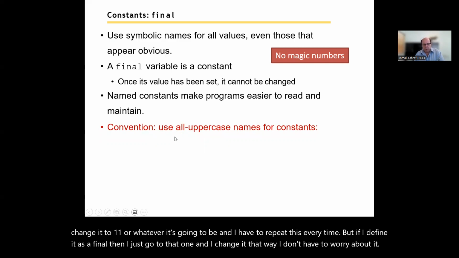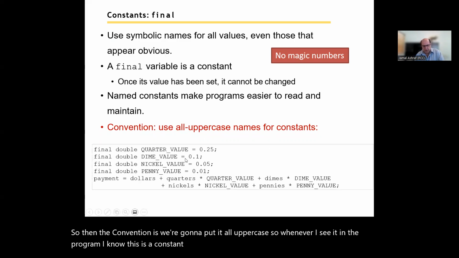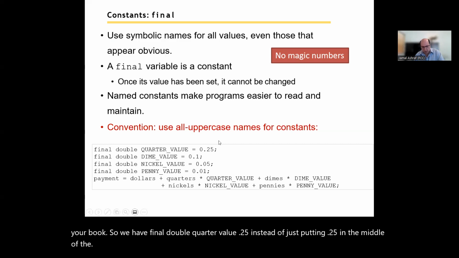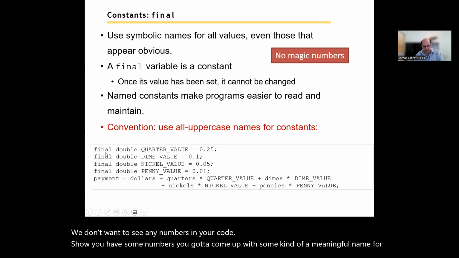So then the convention is we're going to put it all uppercase. So whenever I see it in the program, I know this is a constant variable. These are some examples that we have from the book. So we have final double QUARTER_VALUE = 0.25, instead of just putting 0.25 in the middle of the code. So moving forward, we don't want to see any numbers in your code. You have some numbers, you're going to come up with some kind of a meaningful name for them, and you're going to define it as a final.